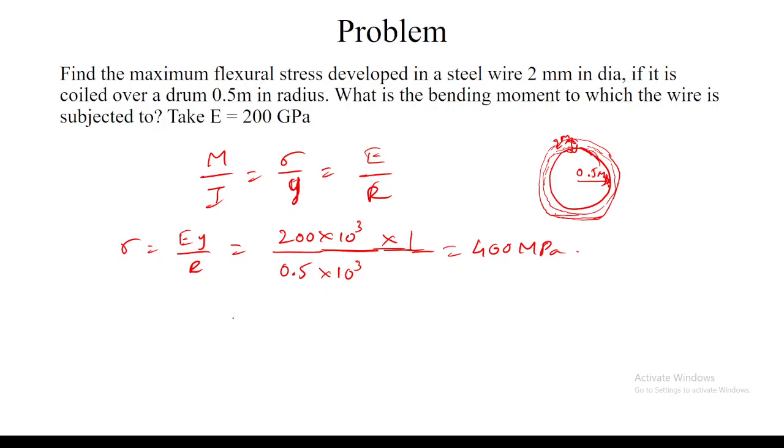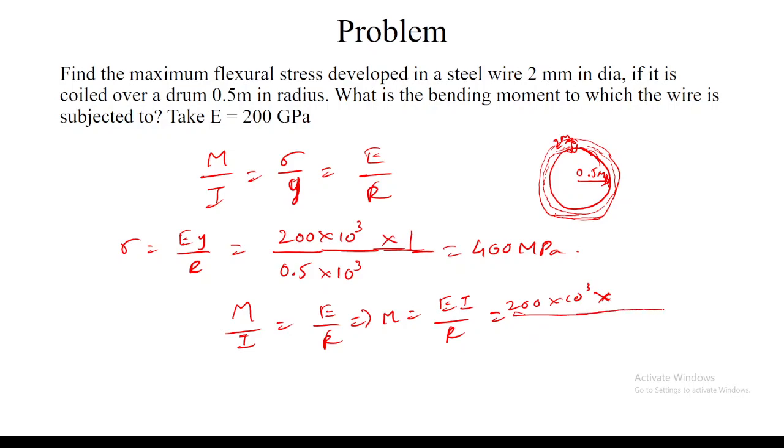You can again use this formula, right? M by I equals E by R. So M will be equal to E I by R, which is equal to 20 into 10 to the power of 3. What will be the value of I? What is the cross section here? Circular cross section, yes. Since the circular wire is bent over this drum, it will be a circular cross section. And what will be the moment of inertia of the circular cross section?